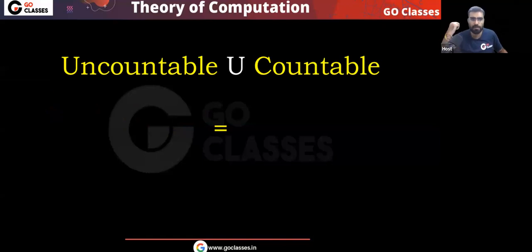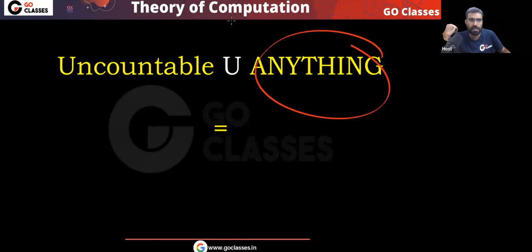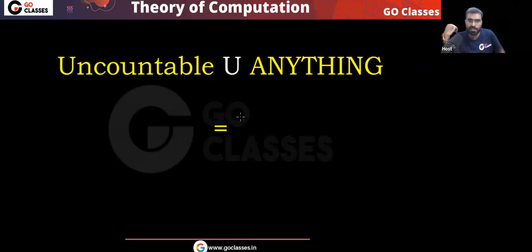Uncountable union countable. See, uncountable union countable, that will be uncountable. Very good. What about this one? Uncountable union uncountable, that will be uncountable. Okay. Uncountable union anything, right? If you add something more, that will be uncountable.